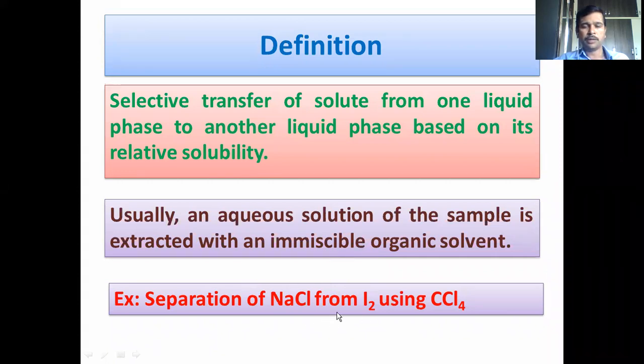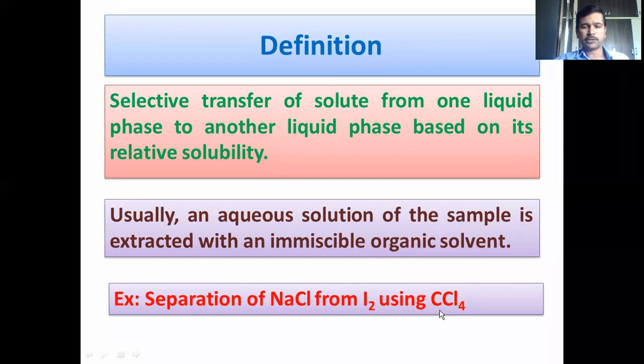Say, for example, you take a mixture of sodium chloride and iodine and dissolve them in water. Because of the common ion effect of chloride, because sodium chloride will be ionized to produce Na+ and Cl-, iodine and sodium chloride will be present in the aqueous layer. You have to place this aqueous layer into the separating funnel and treat it with carbon tetrachloride. Here, carbon tetrachloride is the organic solvent, and this organic solvent will be immiscible with the aqueous solvent, that is water.